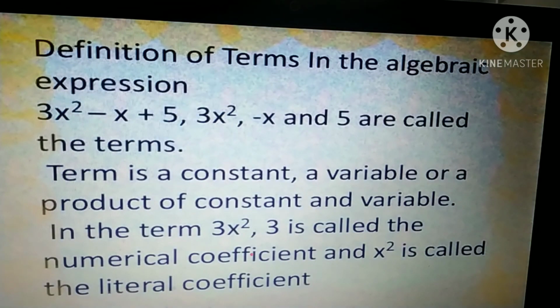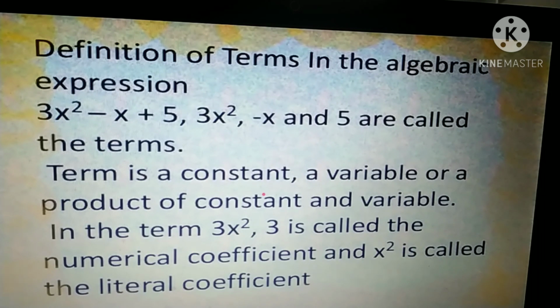Now see, I already explained the term. Here, see this one, definition of terms. If you observe algebraic expressions like 3x square minus x plus 5, then 3x square, minus x, and 5 are called the terms. Understood? Each and every bit will become one term.